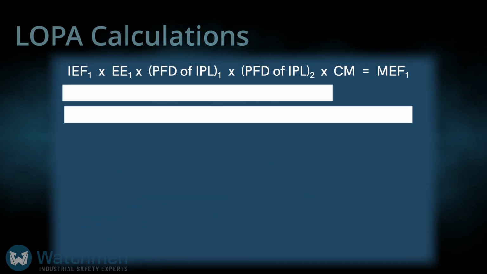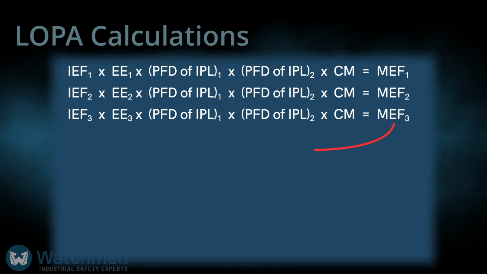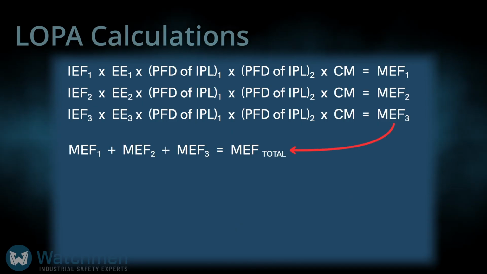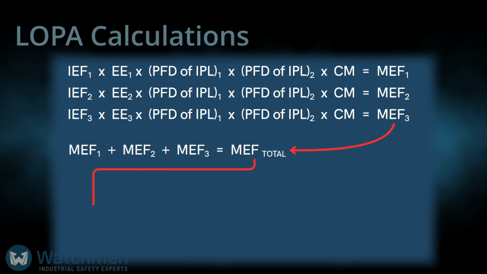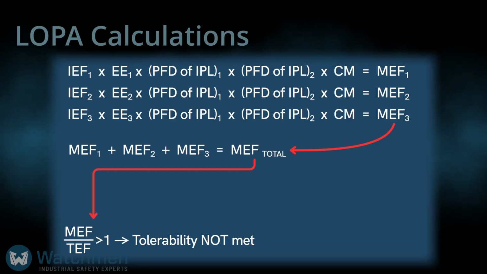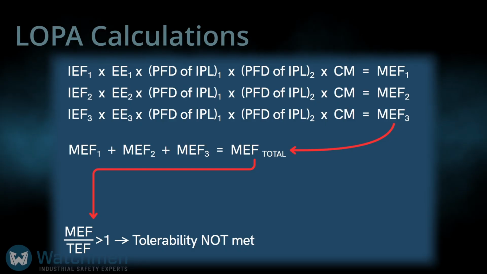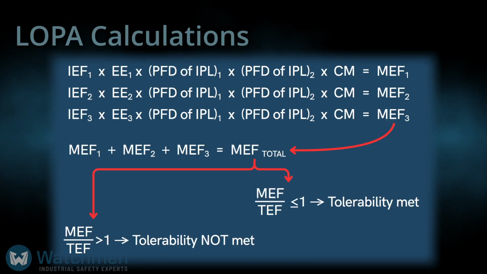The MEFs for each initiating event that can lead to the same consequence are then summed together to get the total MEF for the LOPA scenario. If the MEF is greater than the TEF, it means that we expect the scenario to happen more frequently than required, which means that we need further protection. If the MEF is equal to or less than the TEF, it means that we have met the tolerability requirement.